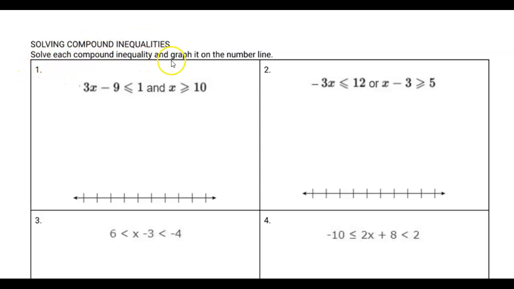For each of the compound inequalities, we're supposed to graph it on the number line after we solve it. So let's try to solve them. You already should have done these, but if you haven't, please pause the video, try these out, and then come back to see if you get them right.